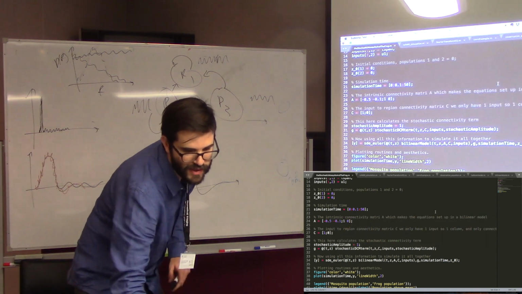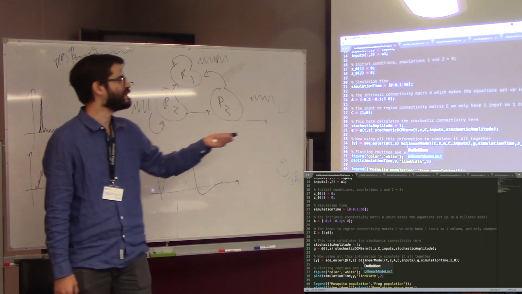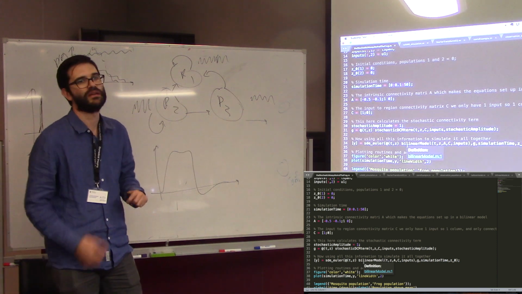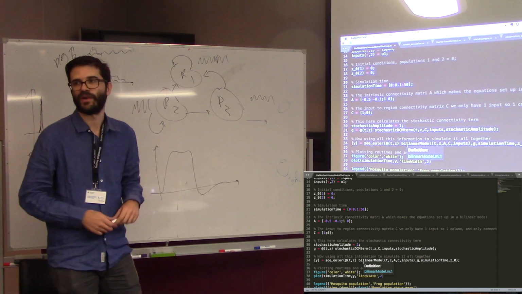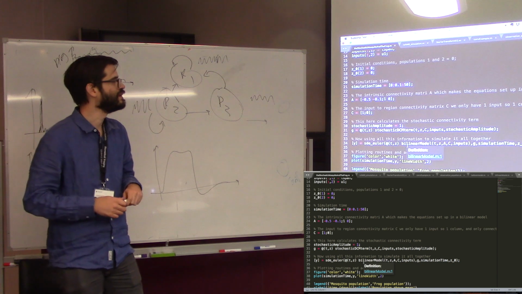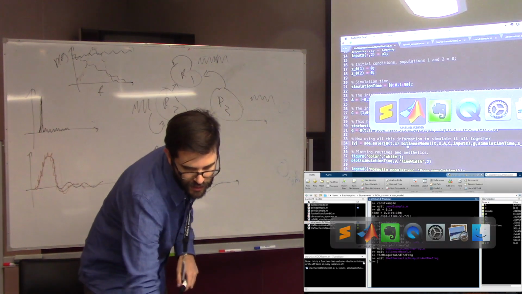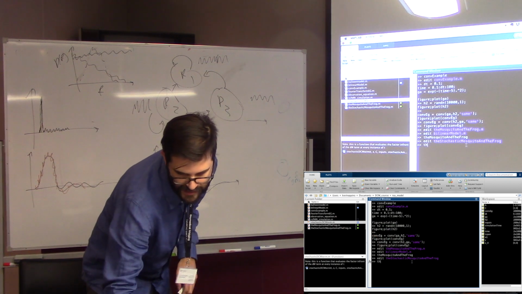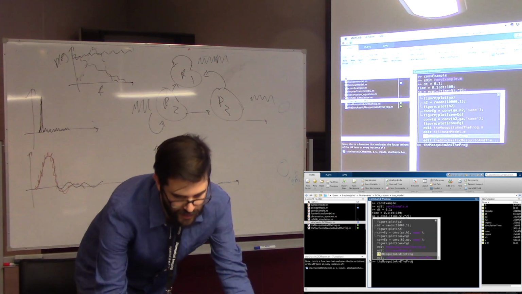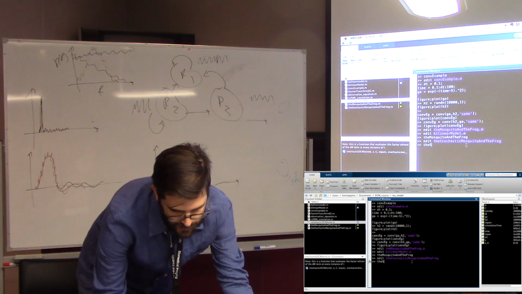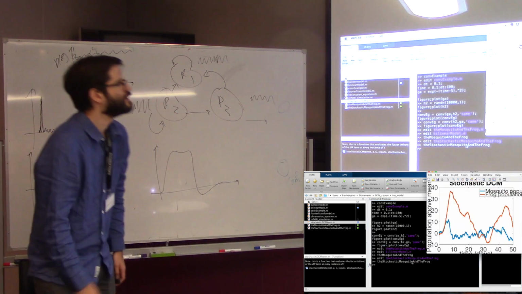I won't go into how this solver works because it's quite complicated. It requires a lot of high-level mathematics to understand these solvers properly. But just know you can solve it. So now, I'm going to run the stochastic one. And there we are.